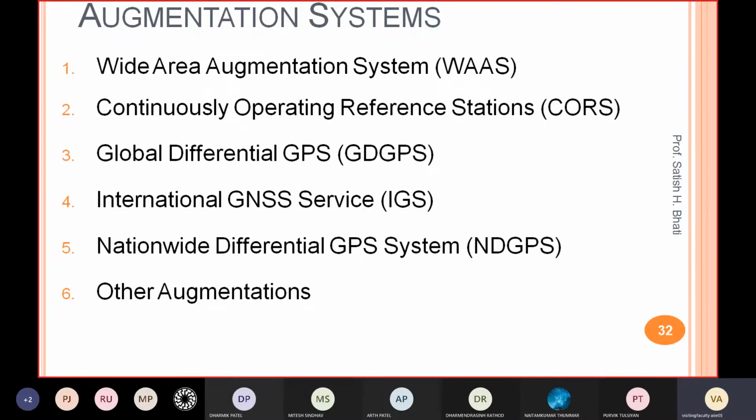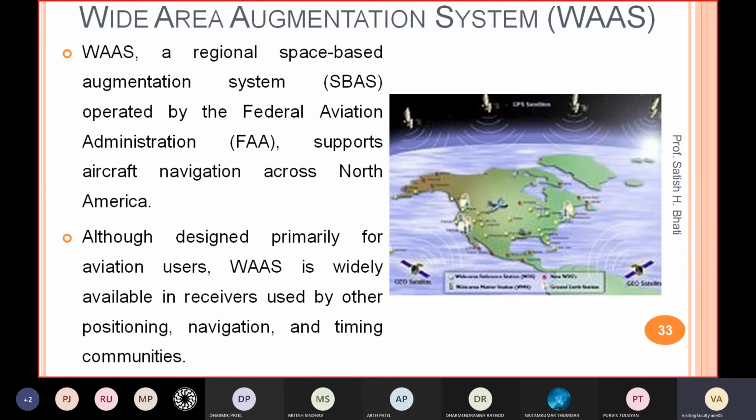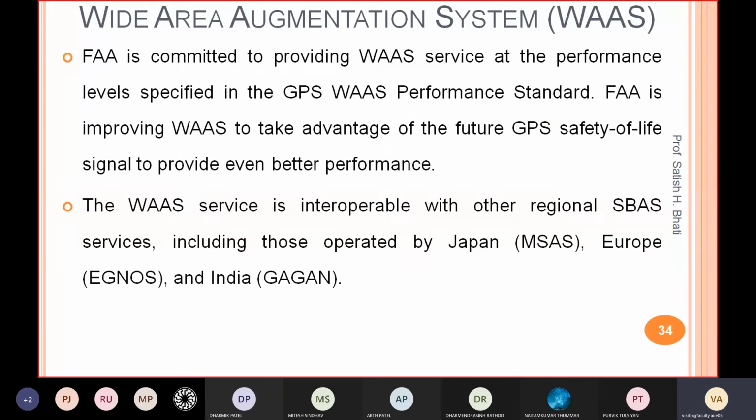So we have seen some augmented systems, and you can see the list. These are all augmented systems we have seen for India. I have told you about the GAGAN. GAGAN is a kind of augmented system which uses GPS. It's a kind of GPS, but it has some more features. Most of the augmented systems can work with the other kinds of augmented systems. So they have the interoperability feature.